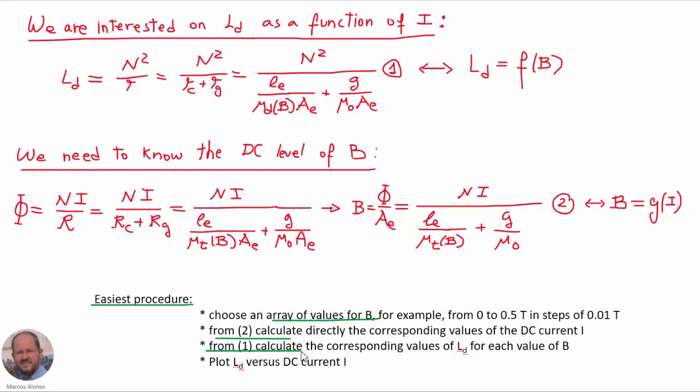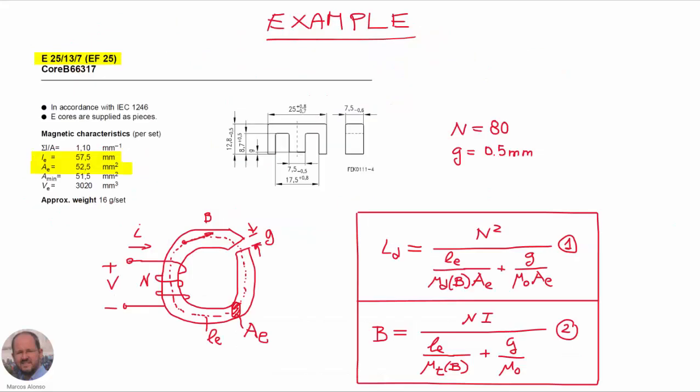Then, using equation 1, we can obtain the value of LD for each value of the magnetic flux density and also for each value of the DC current circulating through the inductor. So finally, we can plot the differential inductance as a function of the DC current through the inductor. Finally, we are going to see an example as shown here.